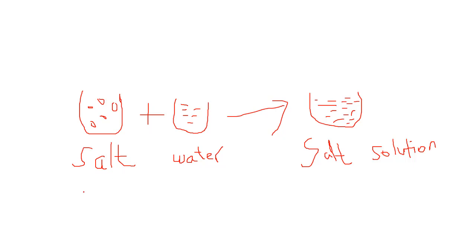Salt is our solute, water is our solvent. So this is our solvent, and this is our solute. Let me write. That's it. So you have a solute, which is salt, mixed with water, which is a solvent, forming a salt solution. So that's about dissolving.